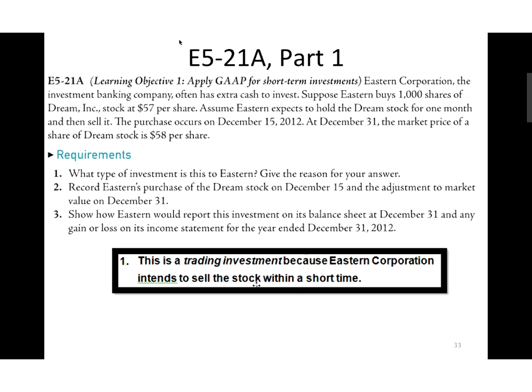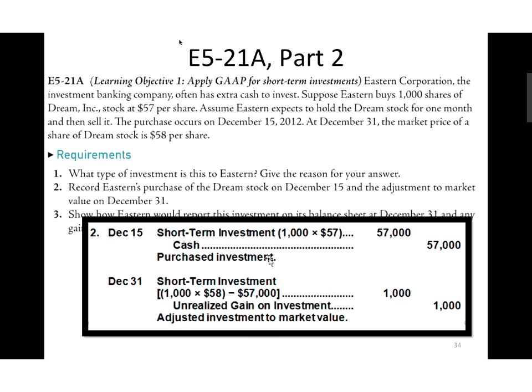And then what are we buying it with? What's the other side of that? Cash, exactly. Okay. So I'm going to put up both of those right now. The first one, December 15th, we're going to debit our short-term investment for $57,000. To get that amount, it's the 1,000 shares I bought at $57 per share. And I paid cash. So that was the purchase of the investment.